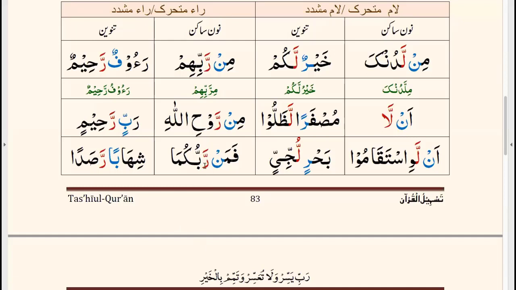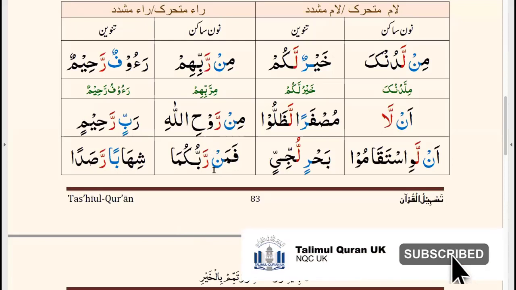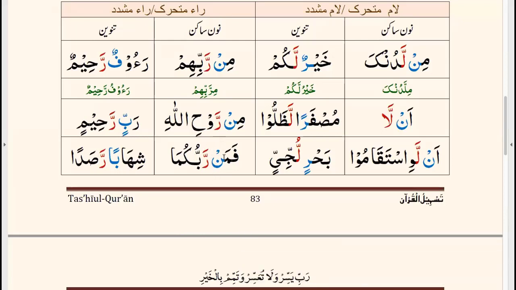We have ra mushaddad here and we should be checking if there is a noon sakin or tanween before. Which one is it? It's the noon. Noon sakin. Well done. So we will be ignoring the noon sakin and just joining the meem to the ra. Marra. Famarrabbu. Kuma. Famarrabbukuma. Very nice. And now here we have the ra mushaddad. And which one do we have before the ra mushaddad? Is it noon sakin or tanween?